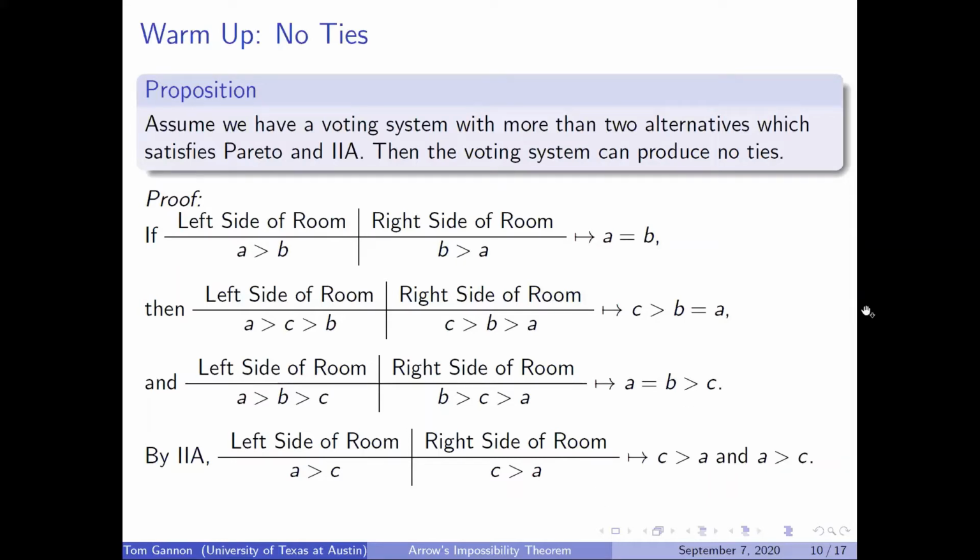So that's a contradiction, right? The societal preference list can't return that one candidate is both greater than and worse than the other. So therefore, our original assumption that there were no ties was false. And therefore there are no ties, because our original assumption was that there were two groups of people where if they voted this way, then the societal preference list would give a tie.